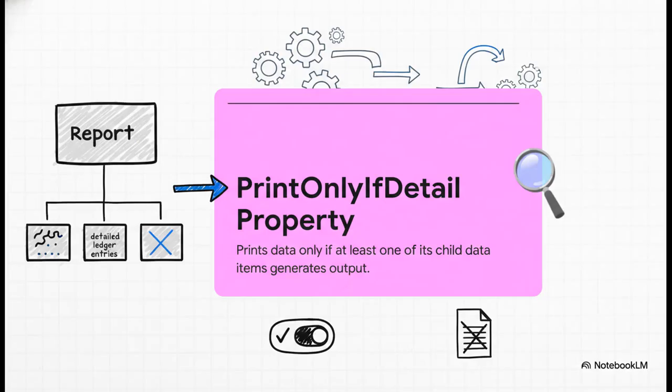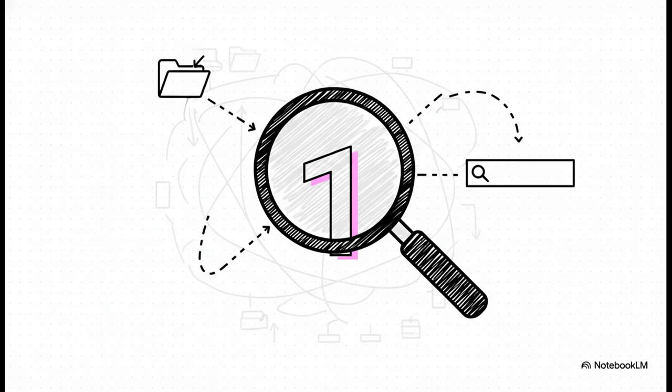Nice touch. You know, one of the most elegant solutions he uses is this thing called the print only if detail property. It sounds complicated, but it's just a simple switch. When you turn it on, it basically tells the report, hey, if there's nothing to show here, just don't show it at all. This one little setting directly solves one of the manager's biggest headaches with a single line of code. It's awesome.